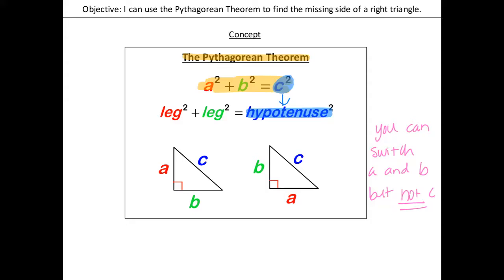Side C always has to be the hypotenuse. A and B can be switched. It doesn't matter which one's A, which one's B, because you're adding them in the formula. It doesn't matter because addition is commutative, meaning you could switch 2 plus 5 and 5 plus 2 is still 7, okay? So you can switch A and B, but you cannot switch C. The hypotenuse always has to be the C.